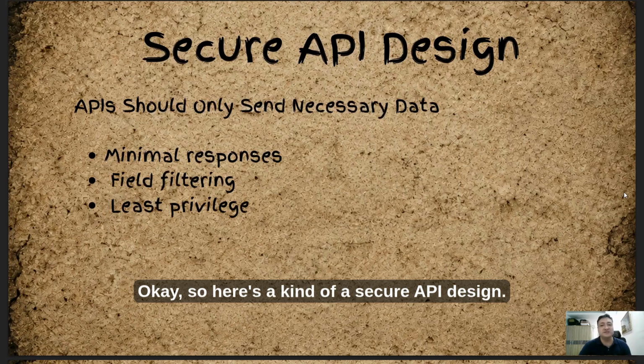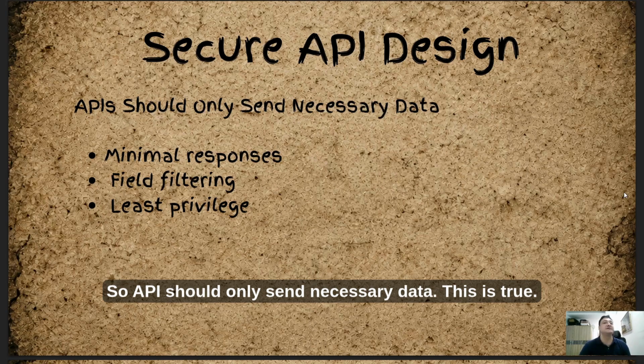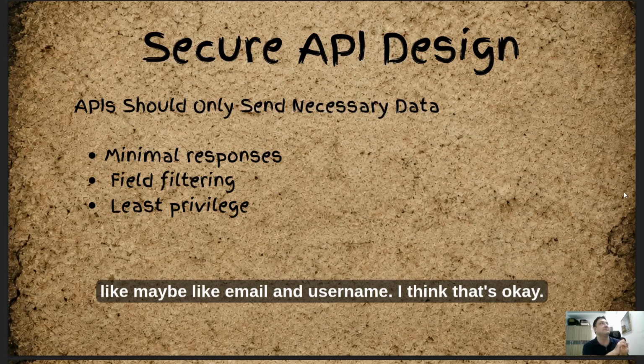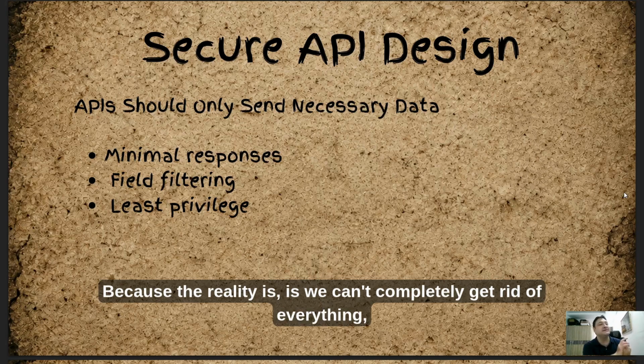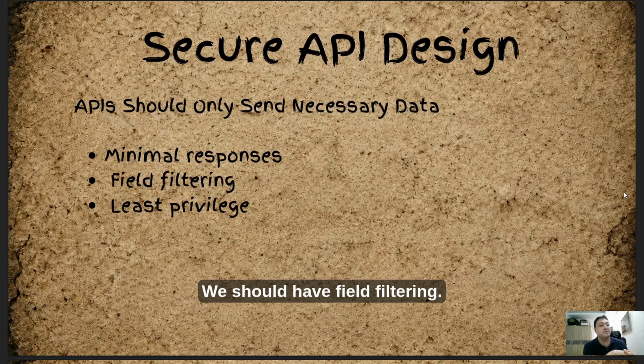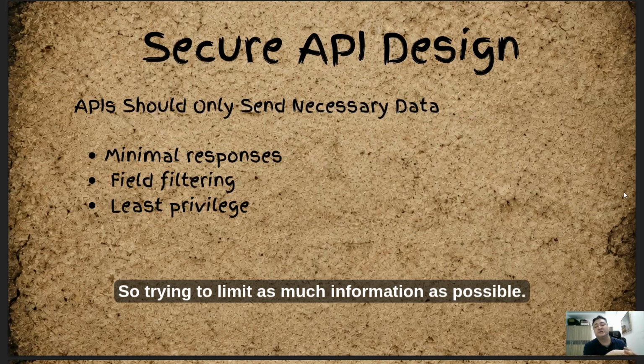Okay, so here's a secure API design. API should only send necessary data. This is true. The reality is when we get these API requests, we should just get minimal responses, like maybe email and username. I think that's okay. Because the reality is we can't completely get rid of everything, but if we can get the bare minimum, I think it's good. We should have field filtering, so trying to limit as much information as possible.